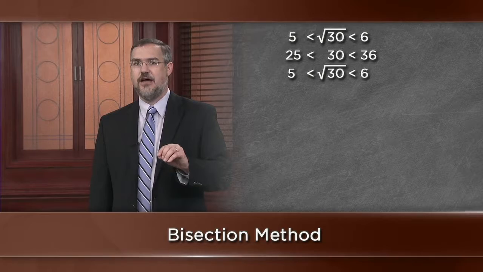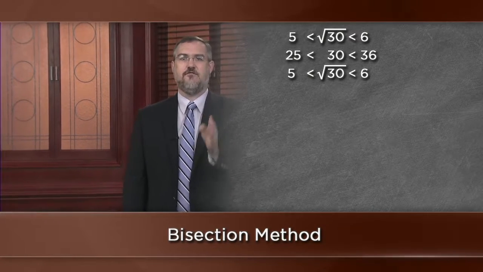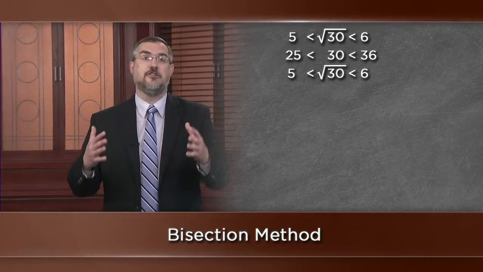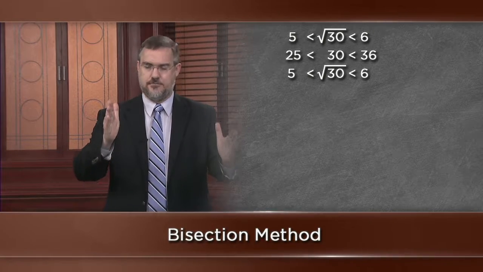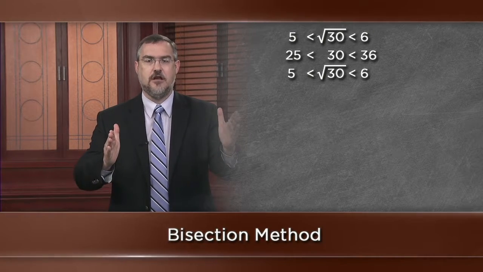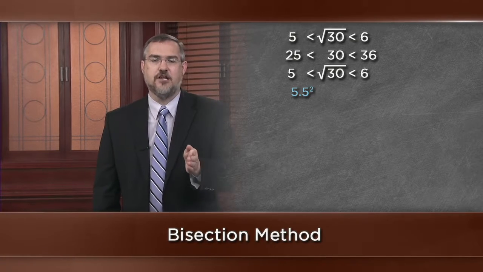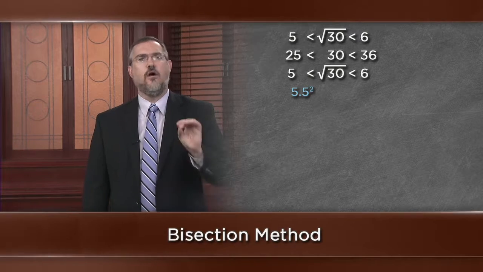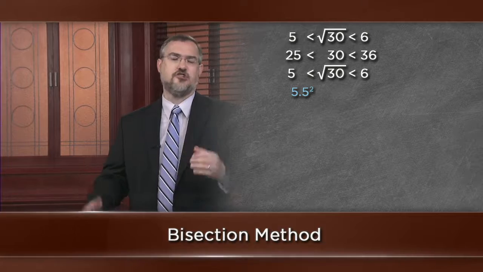Now, once you've figured that out, you next take the number that's right between 5 and 6. And this is sometimes why people call this the bisection method, because we're bisecting that part of the number line between 5 and 6. Now, what is the number right between 5 and 6? It's 5.5. That's where the bisector would be. And now I'm going to ask myself this question. What is 5.5 squared? Because I'm taking this square root.